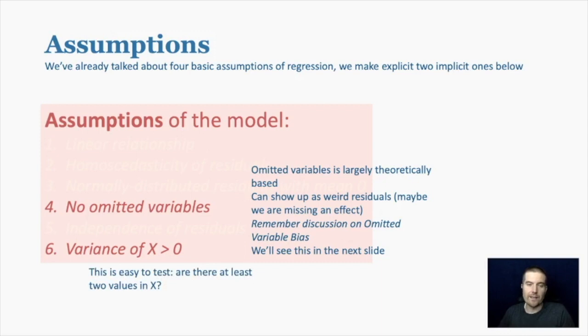The other one, this one's actually really easy to test. So with the variance of x being greater than 0, we just need to say, are there at least two values in x? If there's only one, then we can't use it. If there's at least two, then it's something that we could use in the model.